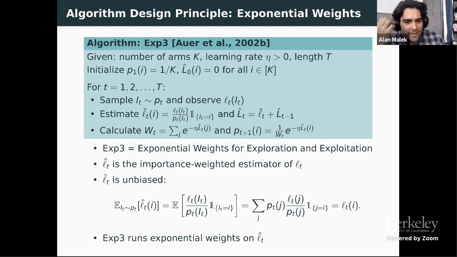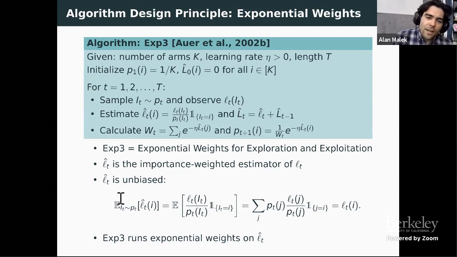Indeed, if you just write out what this is, you take the expectation with respect to the actual random play that you make, I_T, and you write out what the form of L hat of T, I is. Here, I is just the ith coordinate. Well, when you write that out, that's just equal to, by definition, L of T at I_T divided by P_T of I_T times the indicator that I_T is equal to I, right?